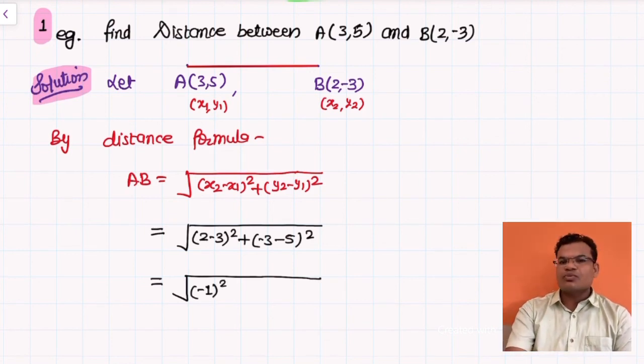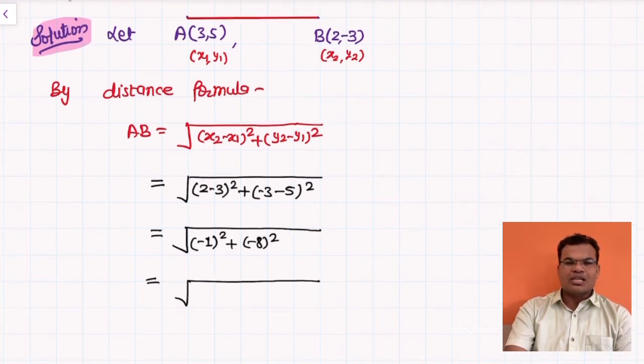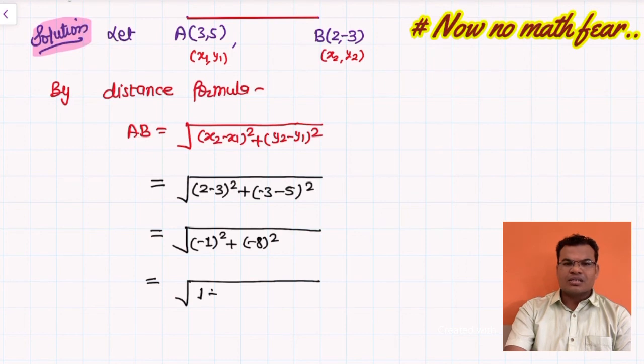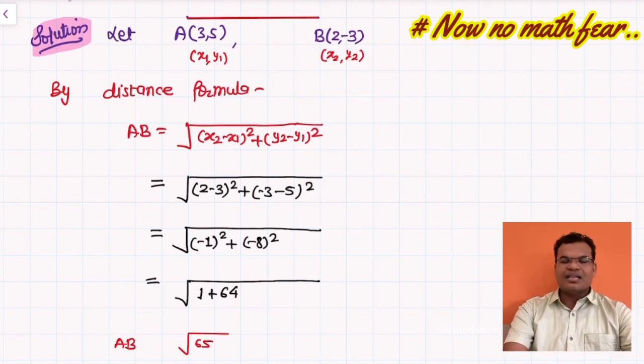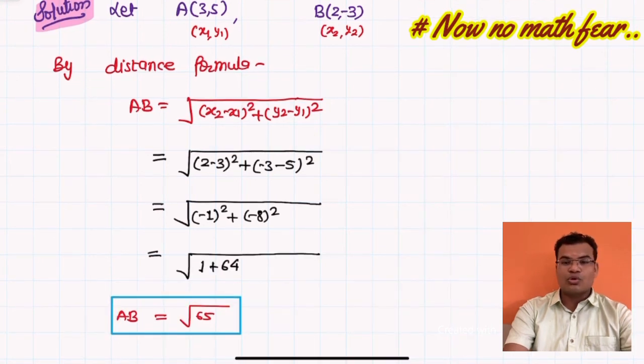So 2 minus 3 is minus 1, that is minus 1 square, plus minus 3 minus 5 will be minus 8 square. Under root, minus 1 square is 1 plus minus 8 square will be 64. When you add 1 plus 64, that is 65. So the distance between the points A and B is under root 65. Guys, you can take the square root if required, otherwise this is enough and fine.